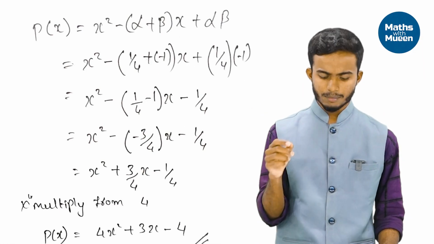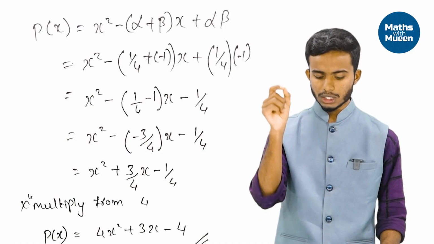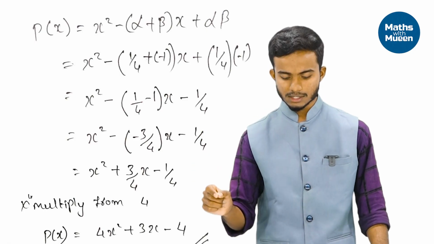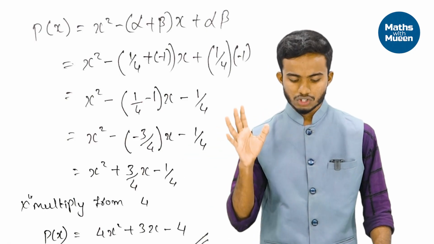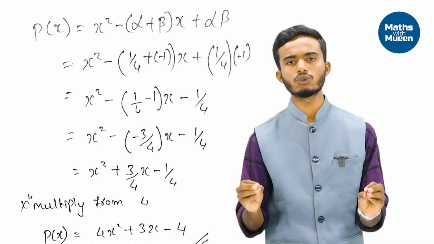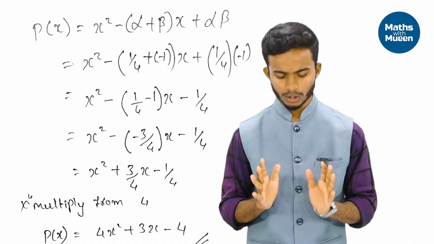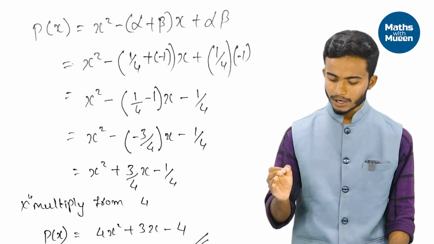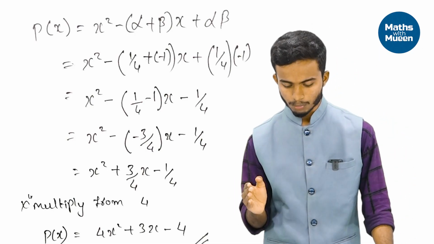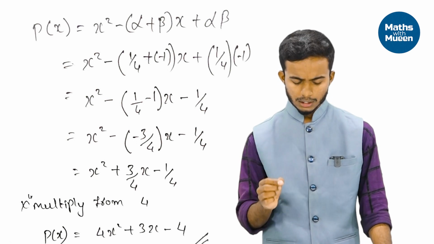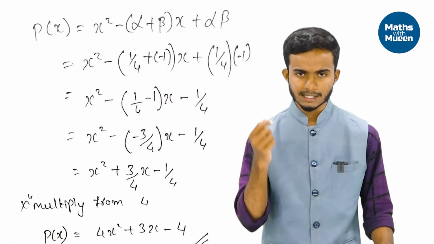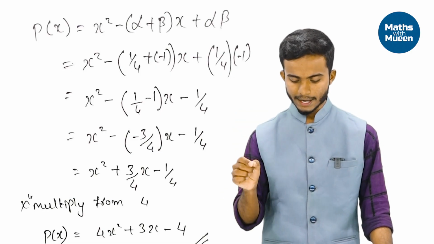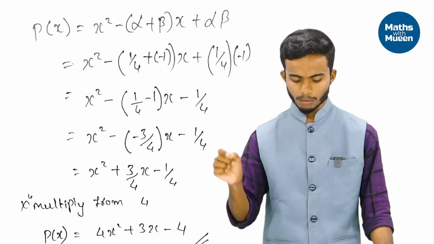You have a very useful shortcut method, if you remember this formula which I am displaying here: p of x is equal to x square minus alpha plus beta of x plus alpha into beta. What you have to do is substitute the alpha and beta values over here. As you see in this video, here alpha is 1 by 4 and beta is minus 1. Here you can see, in place of x square you write x square as it is, then minus 1 by 4 plus of minus 1 of x plus 1 by 4 into minus 1.